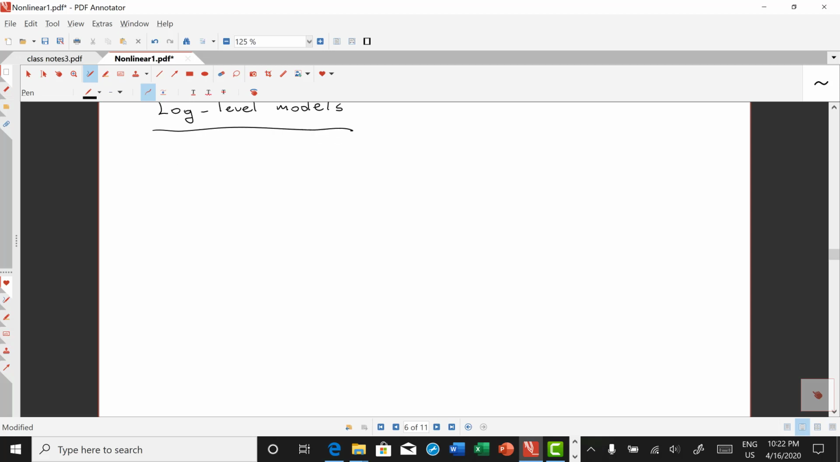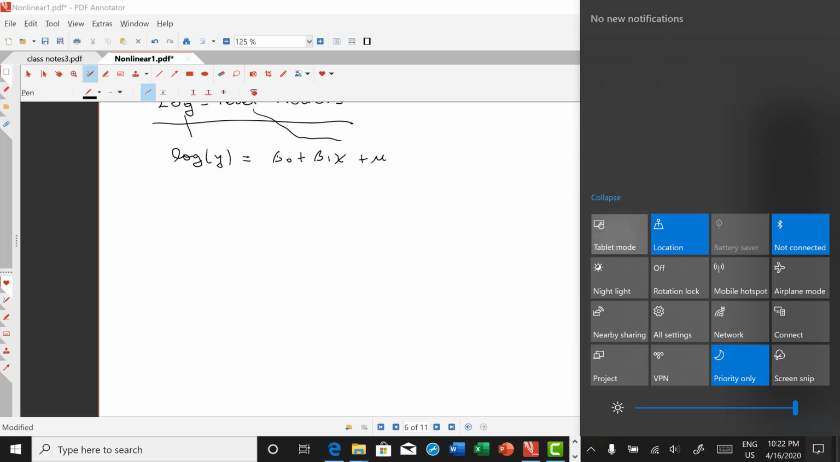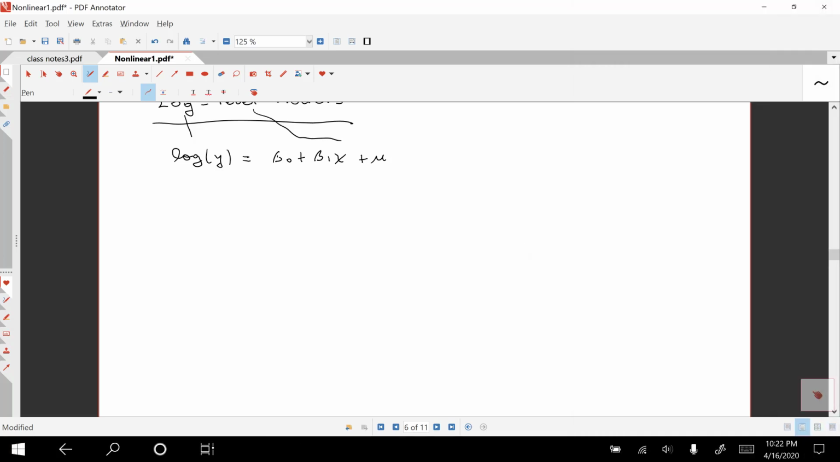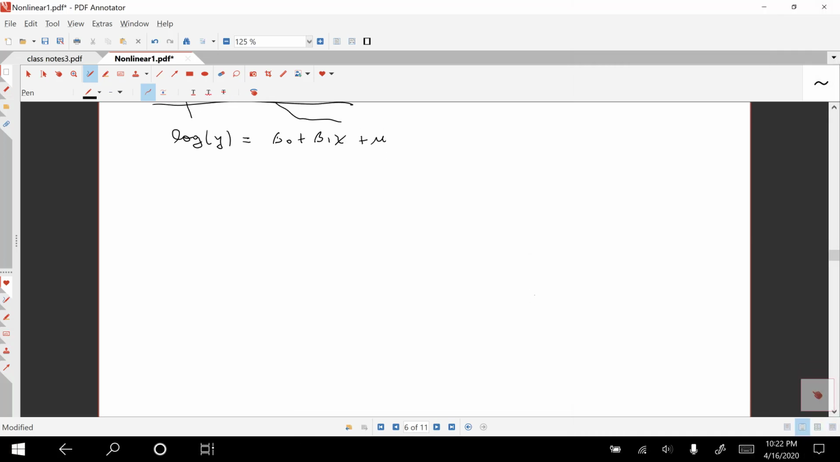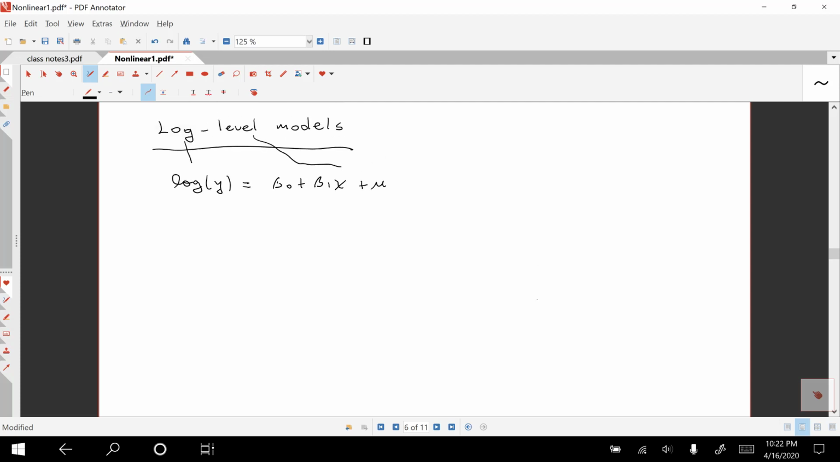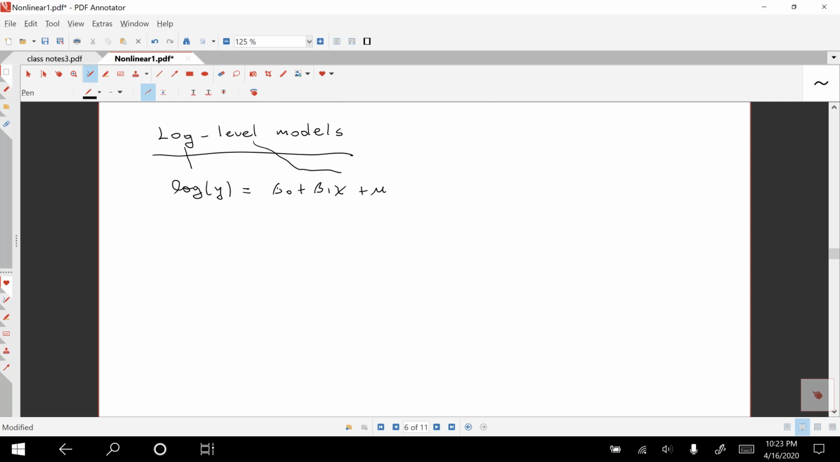It's called a log-level model because it's a model where we have the log of the dependent variable, and then we just have the explanatory variable x. This is what's log, and this is what the level refers to, plus an error term. So that's the model that we're talking about when we refer to the log-level model.